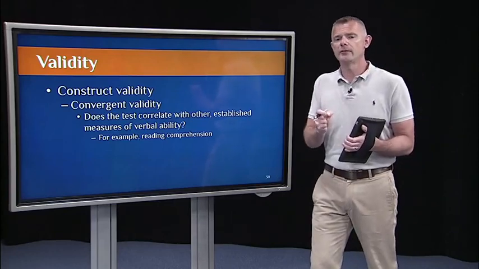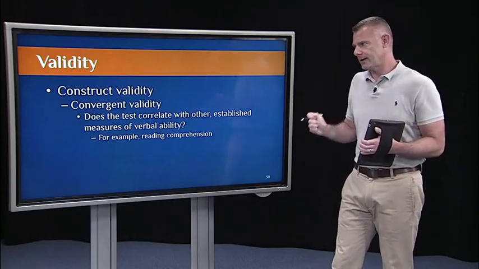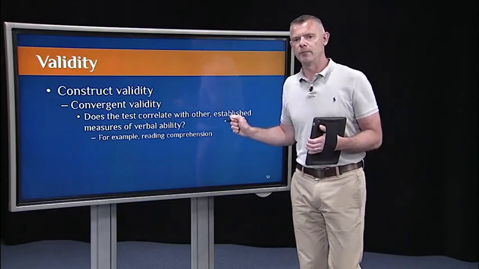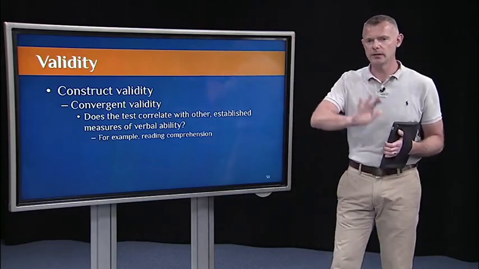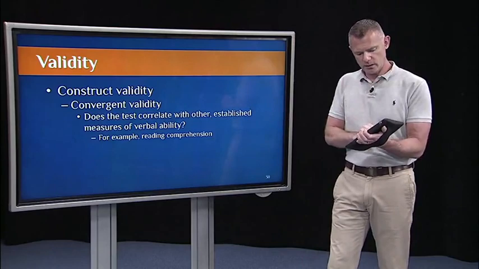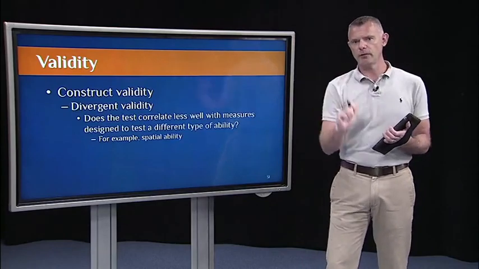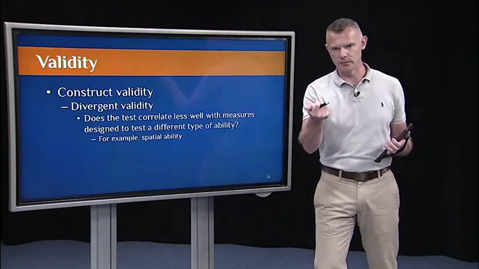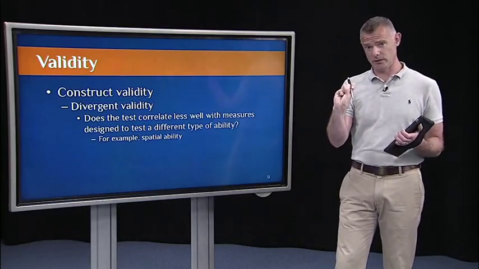But it's not enough to have just convergent validity. And sadly, a lot of researchers just stop there. They try to get their convergent validity and then they stop. What's critical is to show the flip side. You gotta have divergent validity along with your convergent validity.